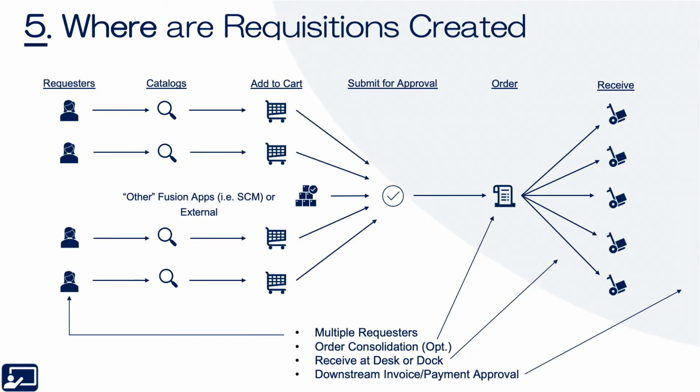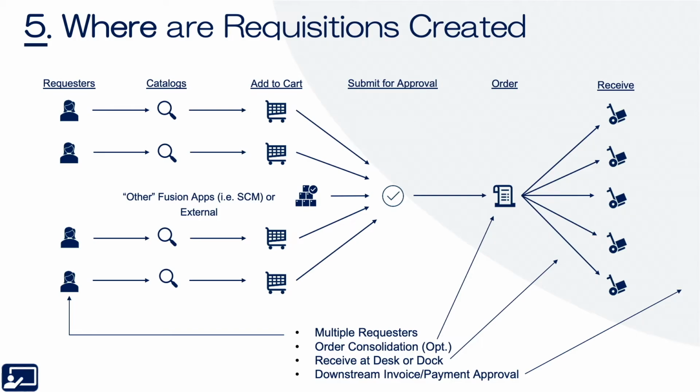Fifth topic, where are requisitions created? Well, requesters search catalogs and add items to their requisition cart. They then submit those requisitions for approval, like we just talked about in the last slide. But it's also worth noting that other Fusion applications, for example supply chain or supply orchestration, may also create requisitions. You may also have external applications that create requisitions as well, but they all usually will get submitted.